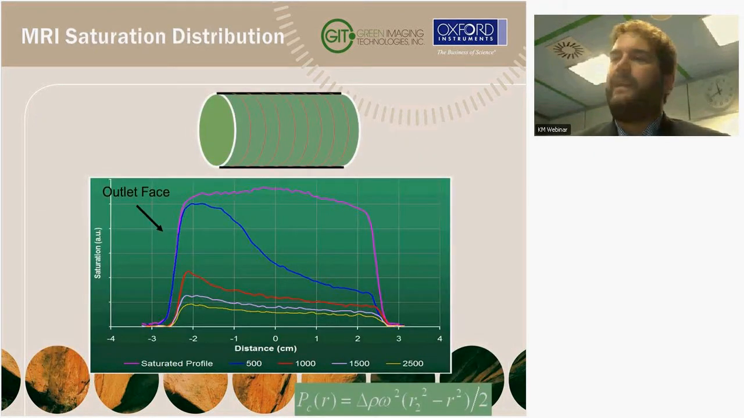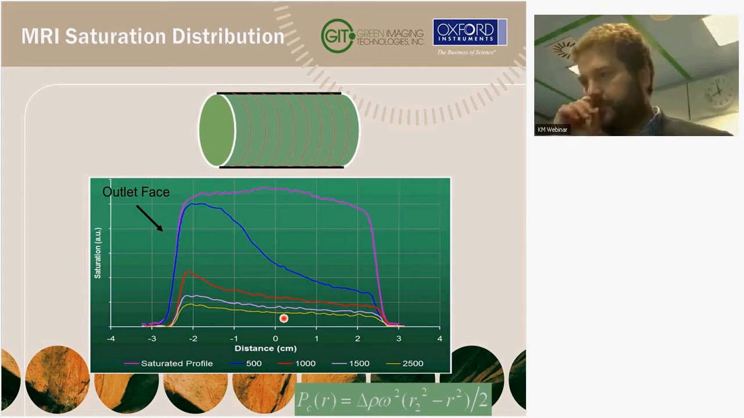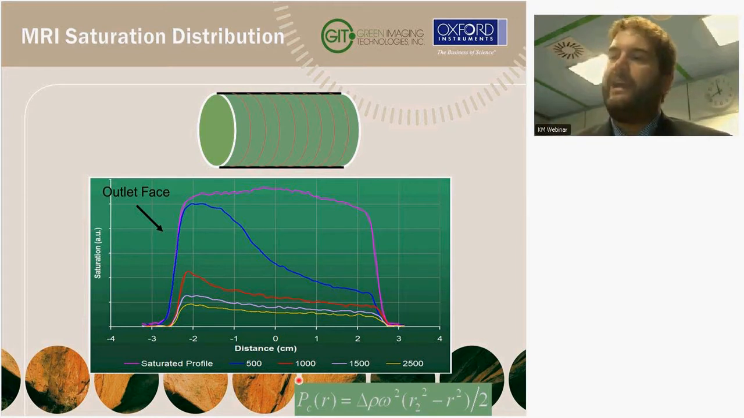Up one slide, what we actually measure, of course, in the NMR machine are these profiles, the pink being the fully saturated profile, and then each of these being the profile or the saturation after each of the centrifuge speeds. And we use the Hasselblad equation to compute the pressure at each of these positions.